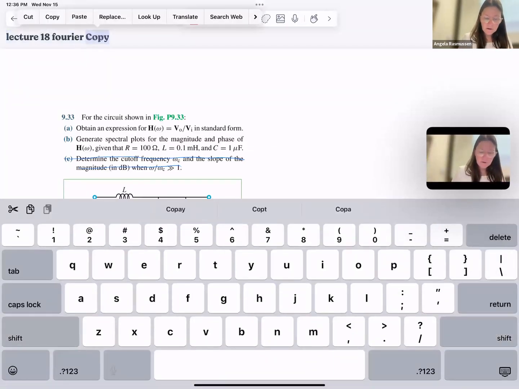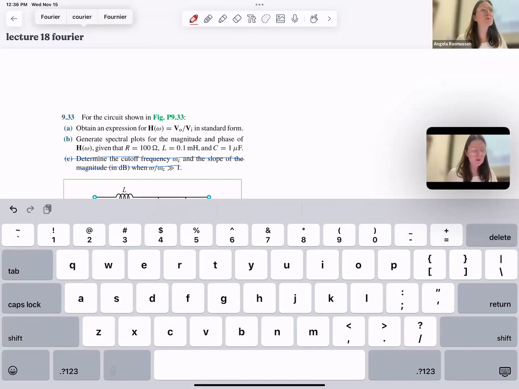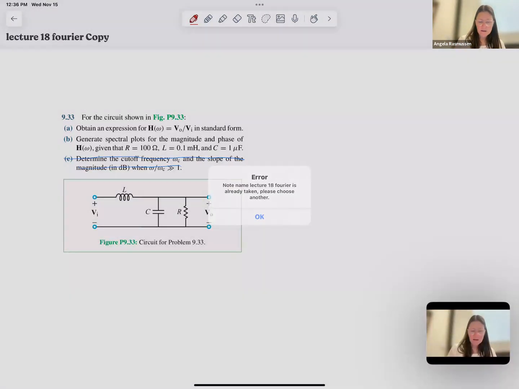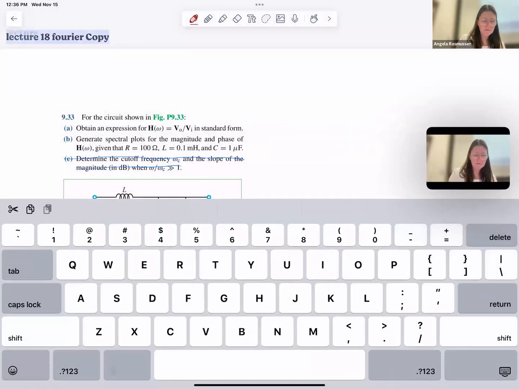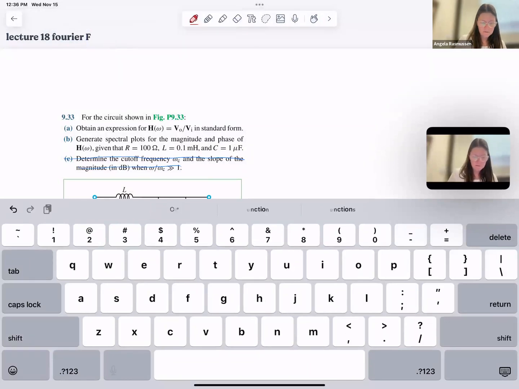Okay, so go ahead and work on this one to obtain that transfer function. And then for B, I'll show you the graph and then we'll talk about interpretation. So work on deriving that equation for the transfer function for this circuit.